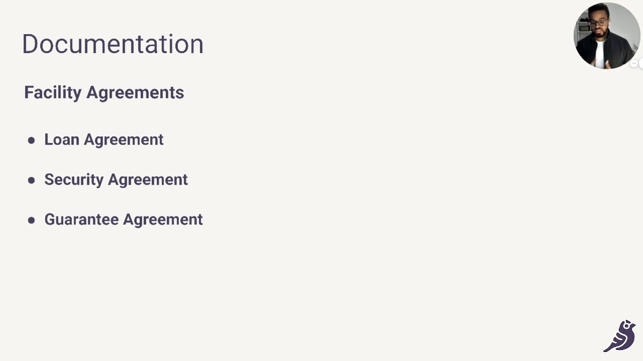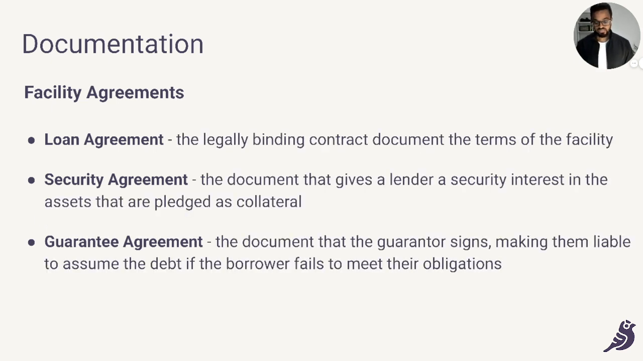The loan agreement is the legally binding contract that documents the terms of the facility. The security agreement is the document that gives the lender a security interest in an asset that is pledged, or in the assets that are pledged as collateral. And the guarantee agreement is the document that a guarantor signs, making them liable to assume the debt of the borrower in the event that a borrower cannot meet their obligations.